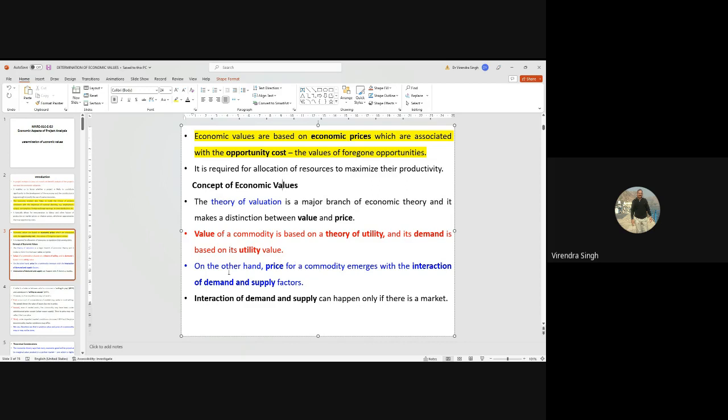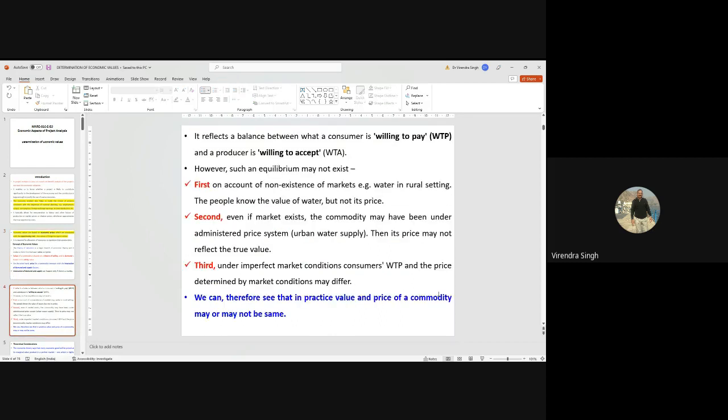Price, on the other hand, for a commodity emerges from the interaction of demand for and supply of factor services. And the interaction of demand and supply can happen only in the marketplace, and only if a market exists for these factor services or goods. It reflects a balance between what a consumer is willing to pay and what a producer is willing to accept.